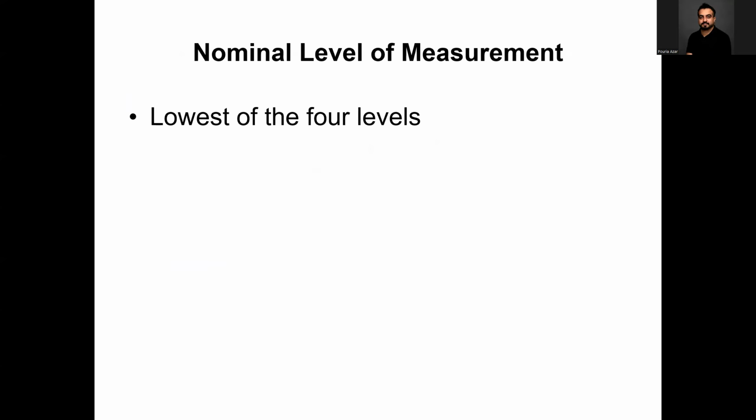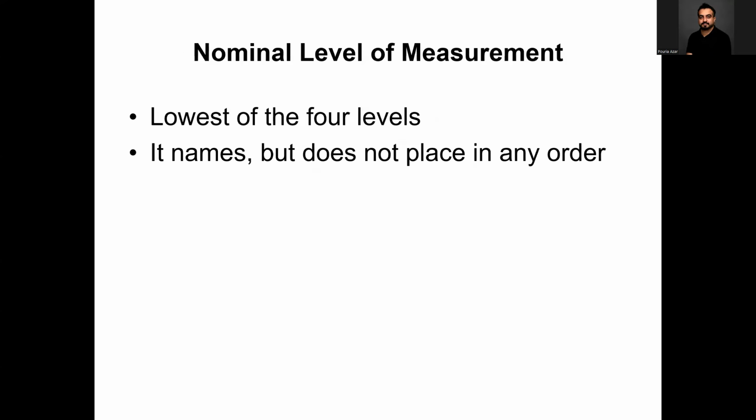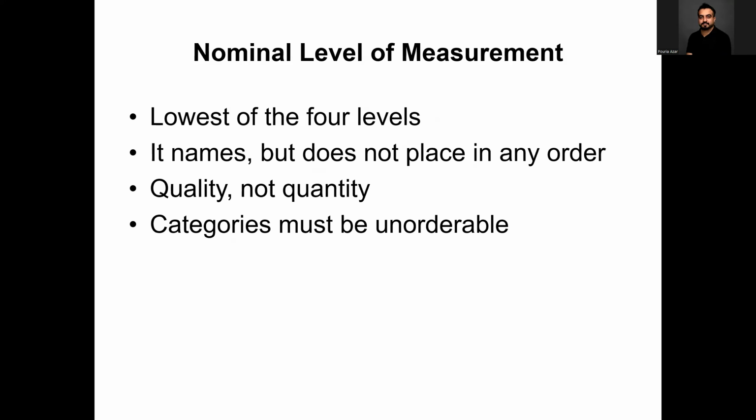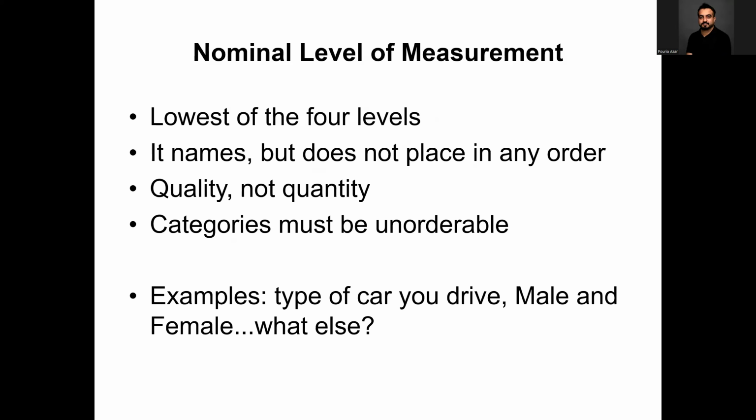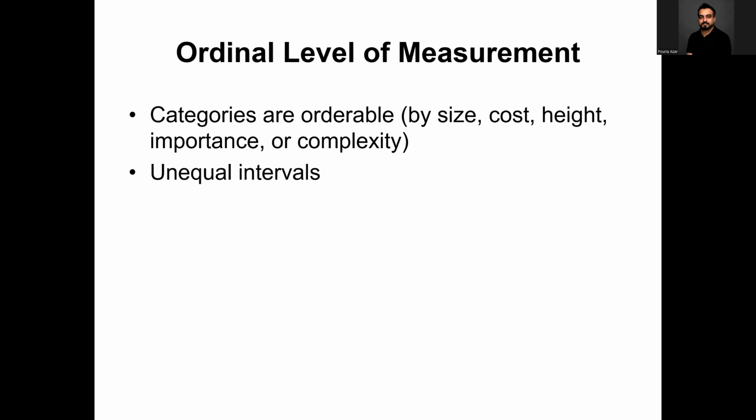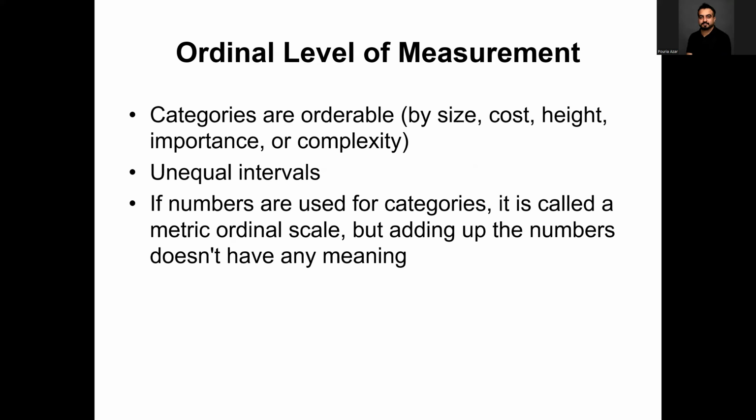So nominal level of measurement is the lowest of the four levels. There is no order. It's quality, not quantity. Categories must be unorderable. For example, the type of car you drive, male or female. Ordinal, the categories are orderable by size, cost, height, importance, or complexity. And we have unequal intervals in ordinal level. In interval level, we have equal intervals. In ratio, we have equal intervals. But in ordinal, there is an unequal interval.